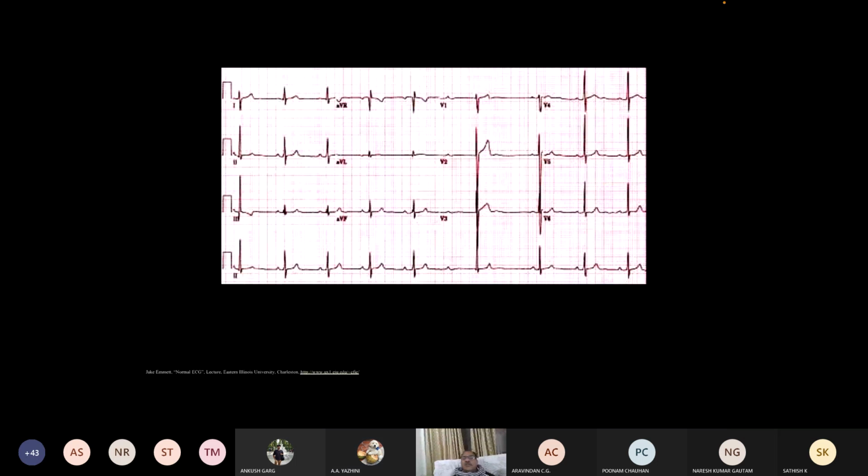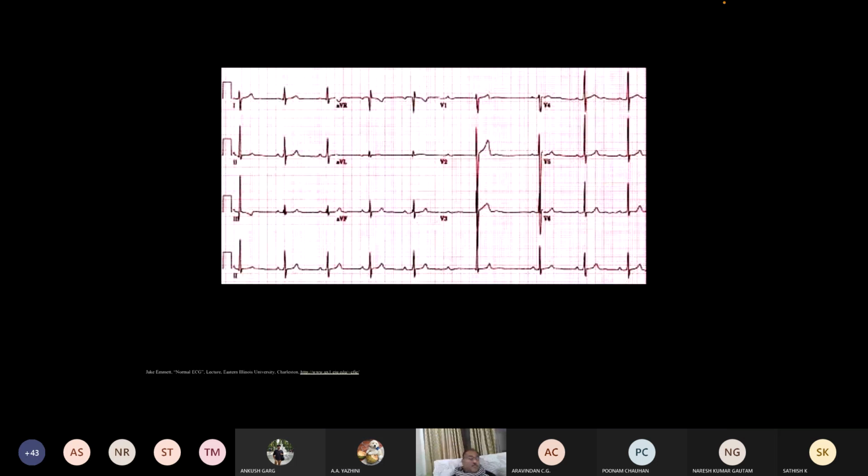Rhythm. How will you evaluate the rhythm? Rhythm will be that the RR interval should be the same, sir. Okay, so the RR interval is the same. So the rate is done, the rhythm is done. After that we have to see the axis, sir.